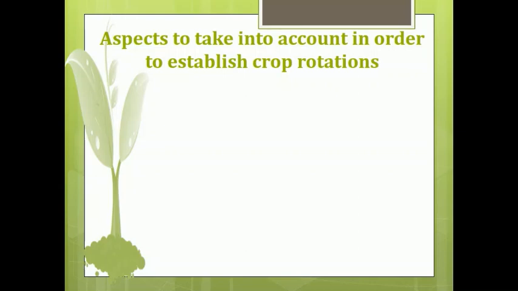Aspects to take into consideration to establish crop rotations. Now let's look at them one by one. Crop rotations should always include green manure or cover crops, which we call GMCCs, prioritizing the production of biomass to improve soil cover and organic matter content.